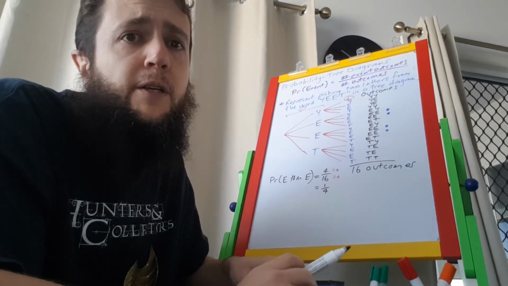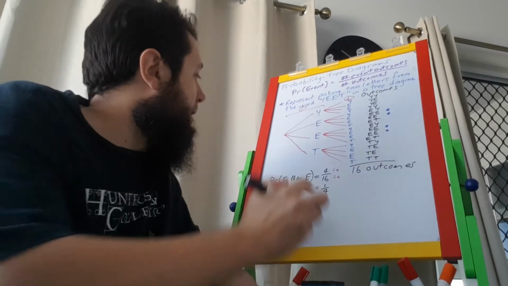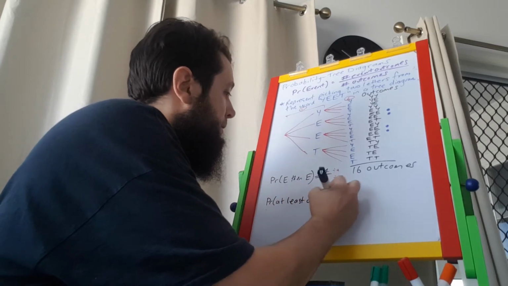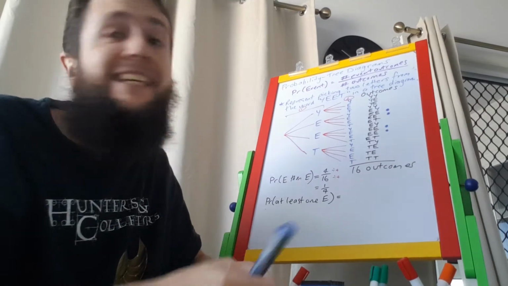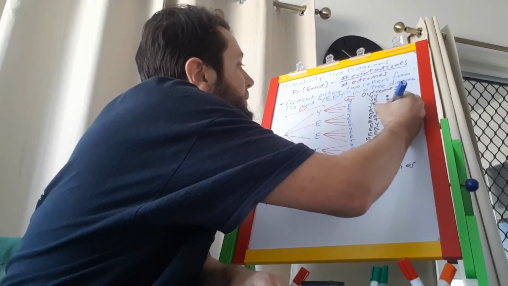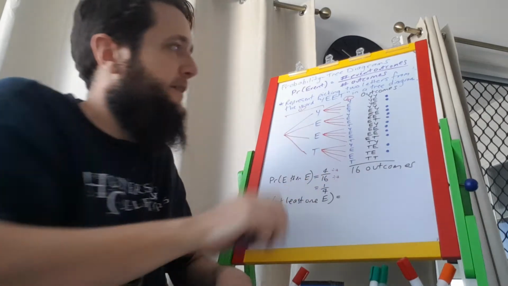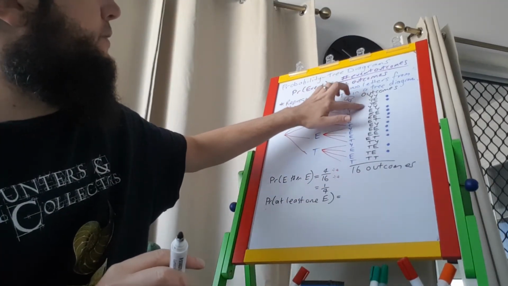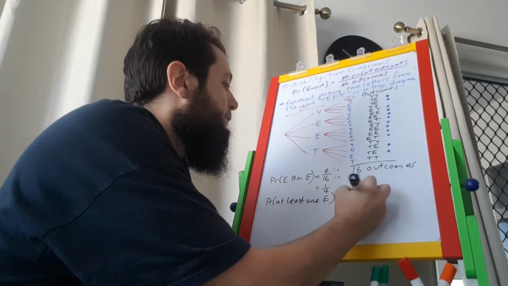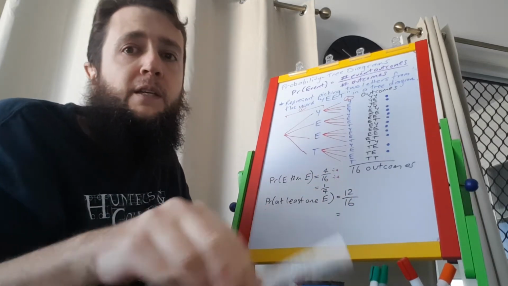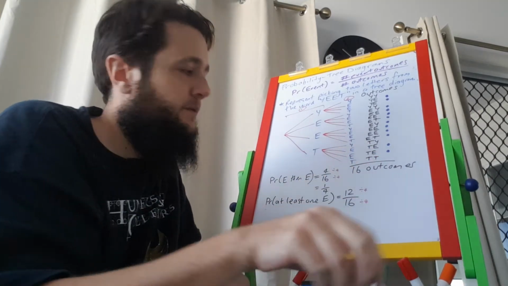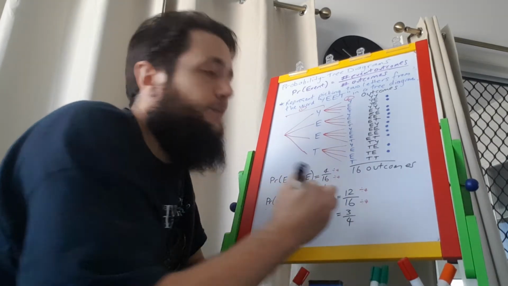And what's some other? I know, probability of at least one E. So all the outcomes that involve an E anywhere in them. So if I went and put dots next to them, there's that one, that one, that one, that one, that one, that one. Most of them involve an E at some point. In fact, there's only 1, 2, 3, 4 outcomes that don't have an E in it somewhere. So we've got a total of 12 outcomes that involve an E somewhere, 12 out of 16. Biggest number that goes into both is again 4. So we divide both of them by 4, you'll end up with 3/4 for that one.